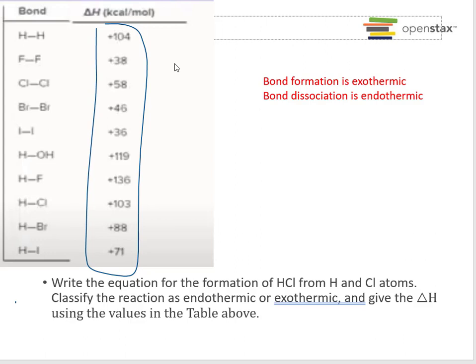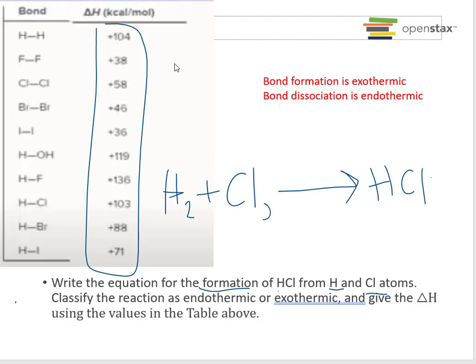So this wants us to write the equation for the formation of HCl from H and Cl atoms, classified as endothermic or exothermic, and give the delta H using the values in the table above. So we're going to form HCl, which means HCl will be a product. Now, if I were to make my reactants, hydrogen, I can't just have hydrogen by itself, right? Because hydrogen is diatomic. We have to have H2. And we're going to add chlorine, which is Cl2.